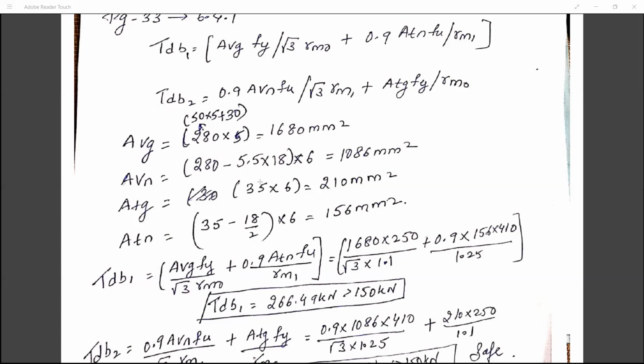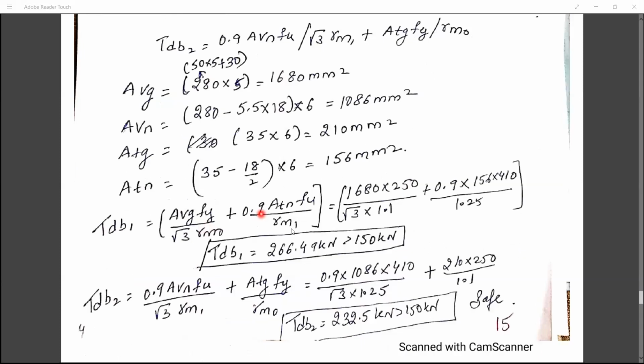So now TDP1 is nothing but AVG Fy by root 3 gamma m0 plus 0.9 ATN Fu by gamma m1. Substitute all these values, already there with you: 1680 into 250 by root 3 into 1.1 plus 0.9 into 156 into 410 by 1.25. So we got this value 266.49 kilonewton, which is more than 150 kilonewton.